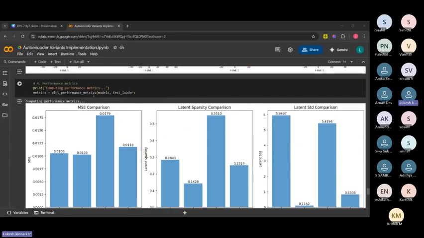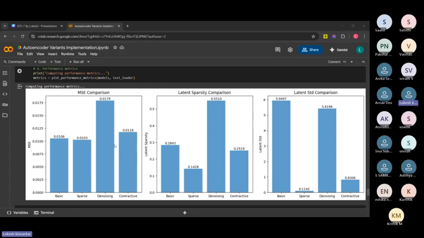Then we have computed the performance metrics. This is the mean squared error comparison. As we discussed, denoising would have higher mean squared error compared to others because the input is different and the output which we are expecting is different. Latent sparsity tells you what percentage of time a particular neuron is active. In the case of sparse, you can observe that a particular neuron is active only for 14% of the time. And this is obviously what we expect from adding the sparsity penalty.